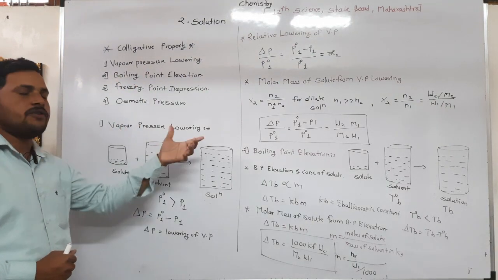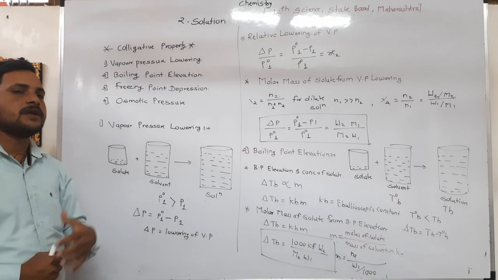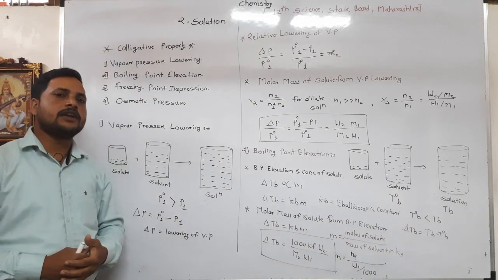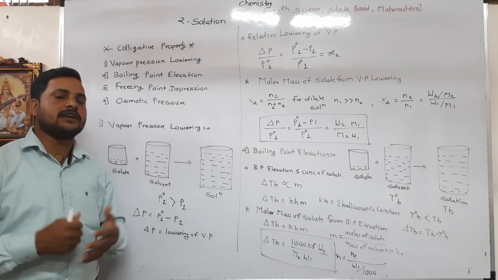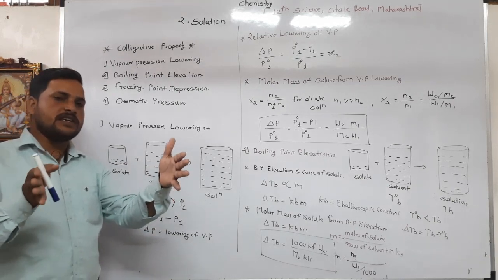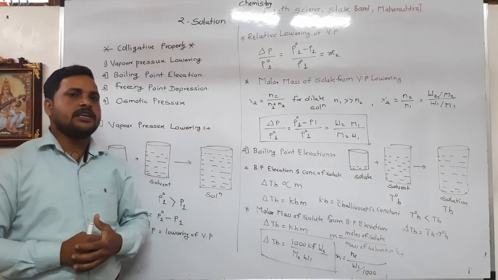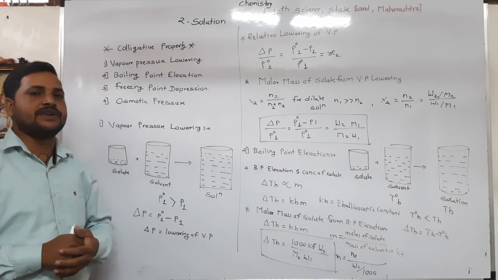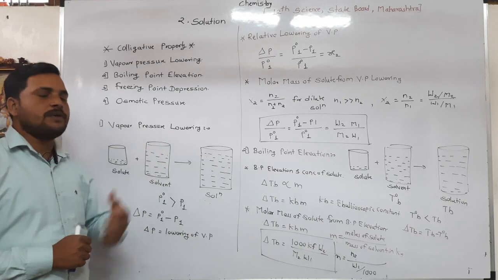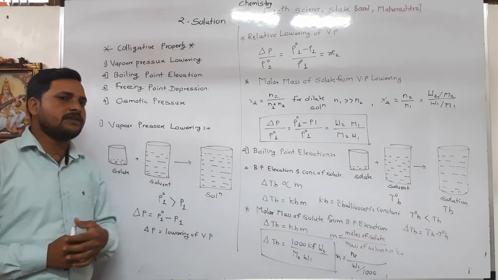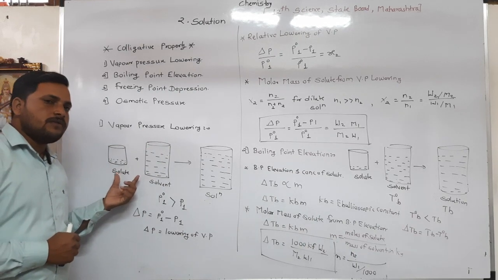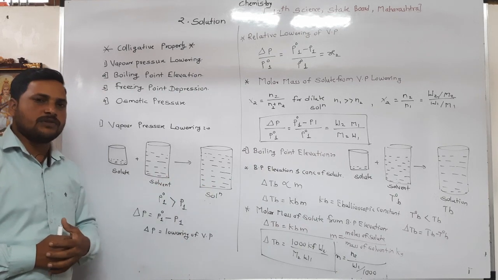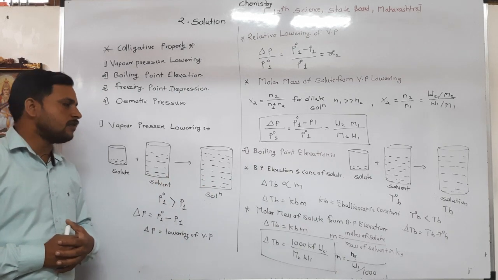First one, vapor pressure lowering. First, we have to take one example. When a volatile component or non-volatile component is enclosed in a container, it exerts pressure on the liquid. This is the vapor pressure. Let us take one example. While making a solution, solute plus solvent gives solution.